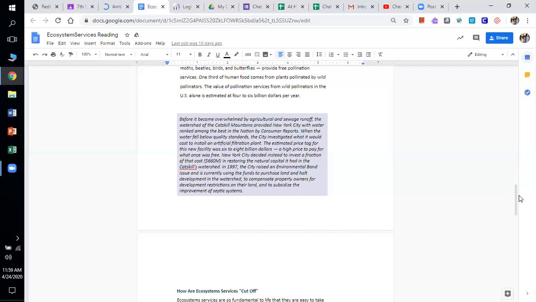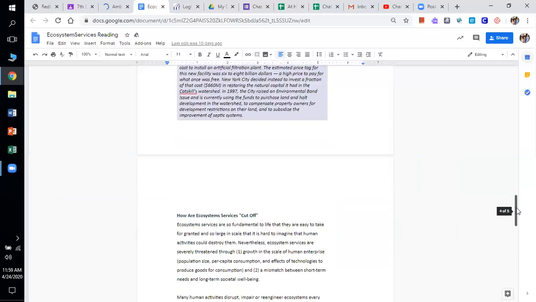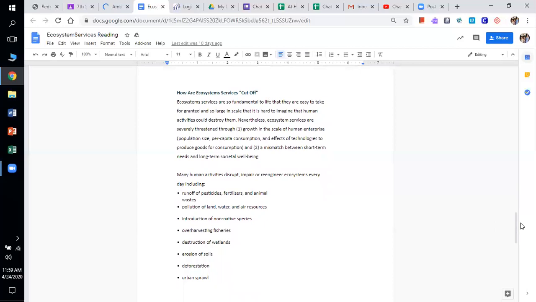In 1997, the city raised an environmental bond issue and is currently using the funds to purchase land and halt development in the watershed, to compensate property owners for developmental restrictions on their land, and to subsidize the improvement of septic systems. So a lot of money for something that was once free.